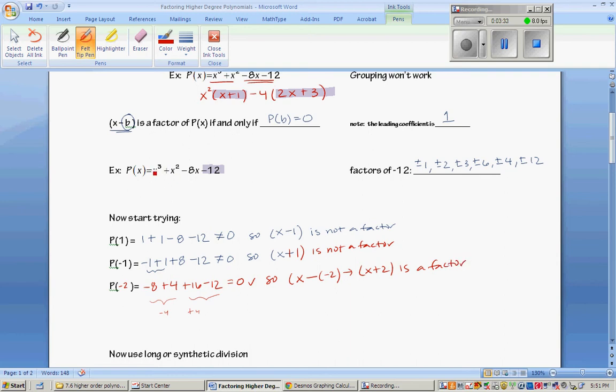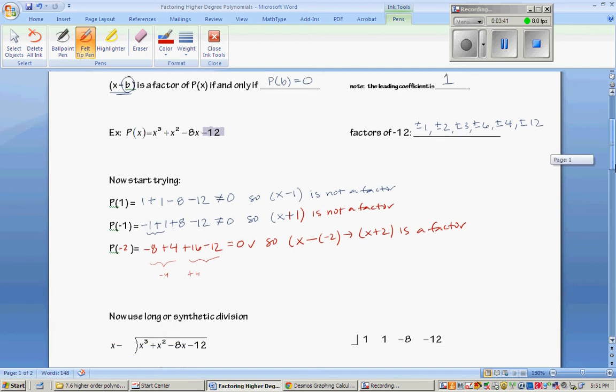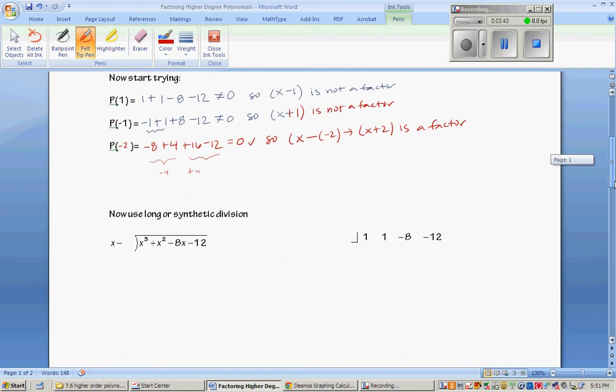So we know that this whole mess is equal to x plus 2 times some other stuff. The way to find the missing stuff is to now use long or synthetic division. So here's our function again, right here. And we're going to use x minus, and since it was a negative 2, we just put our negative 2 in here. I'm going to use synthetic division because we need to move this video along.